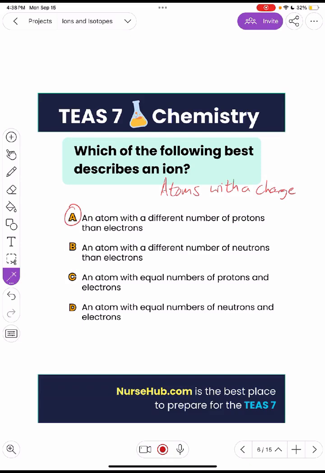Now, if you're talking about different numbers of neutrons and electrons, that doesn't really apply much, but different numbers of neutrons and protons, that's going to be an isotope.